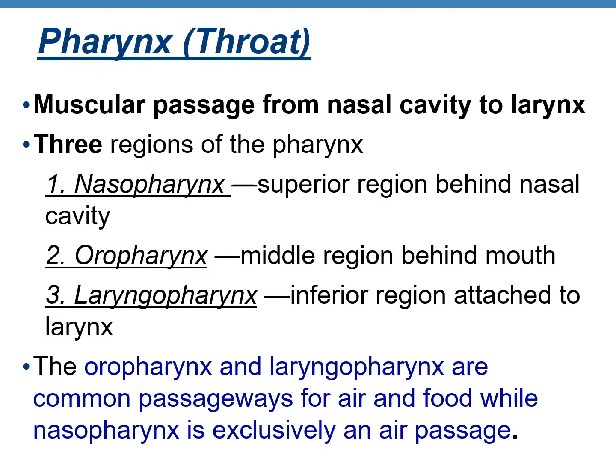After the nasal cavity is the pharynx, which is present in the throat region. So this goes from the nasal cavity up to the larynx, and it is divided into three regions. The superiormost part is the nasopharynx, which is behind the nasal cavity. The part below the nasopharynx is the oropharynx. This is behind the mouth, and the inferiormost part is known as the laryngopharynx, and this is attached to the larynx. The oropharynx and the laryngopharynx are common passageways for both air and food, while the nasopharynx is exclusively for air.